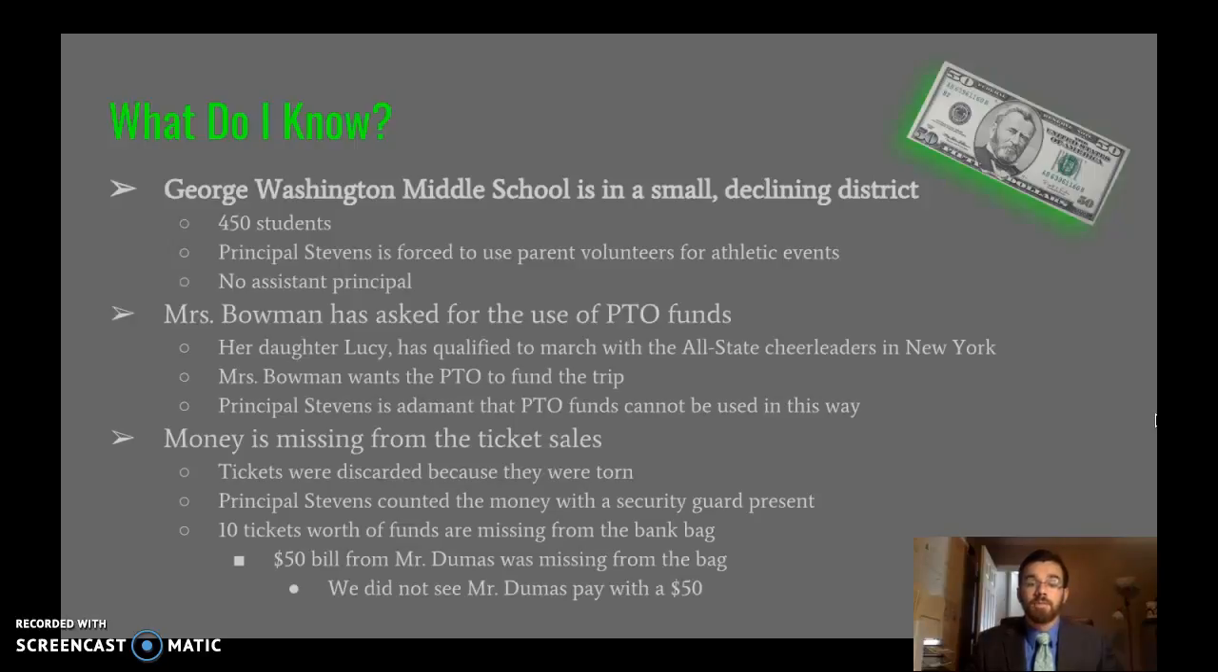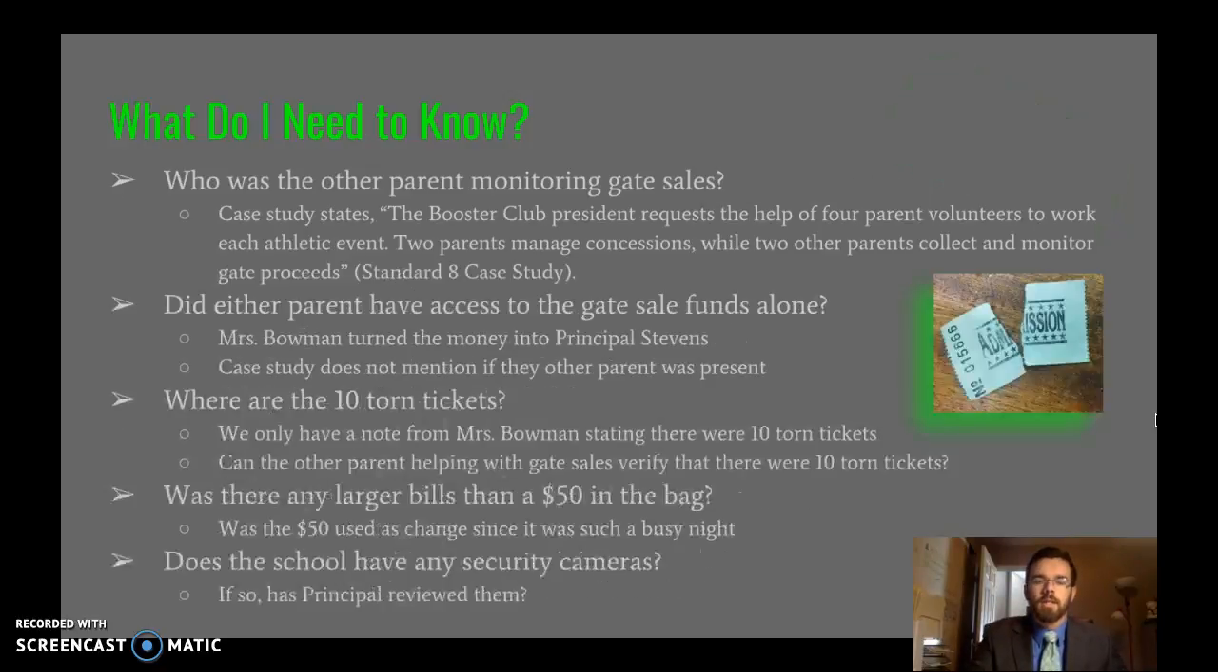A $50 bill from Mr. Dumas was missing from the bag, but we don't actually know 100% that Mr. Dumas actually paid with the 50, because Mr. Stevens saw him with the water cash and was like, "Oh, you're doing well." He's like, "Yeah, I had to pay 450." So we're just going by Mr. Dumas's word. What do I need to know in this case?